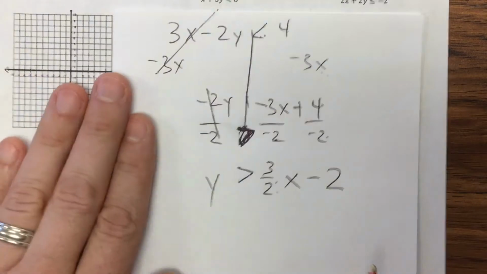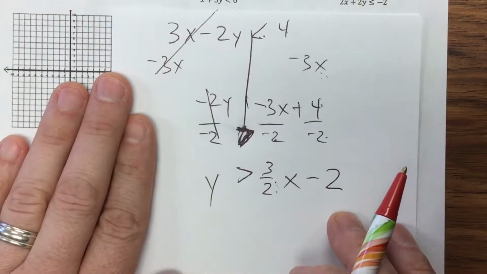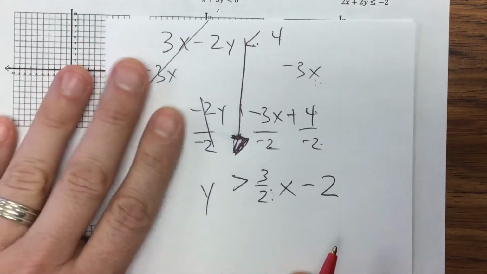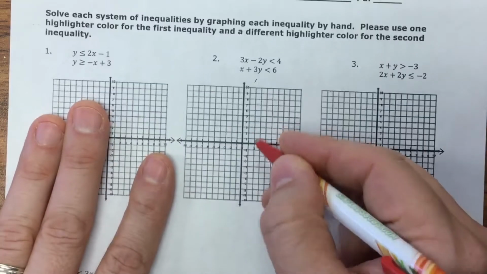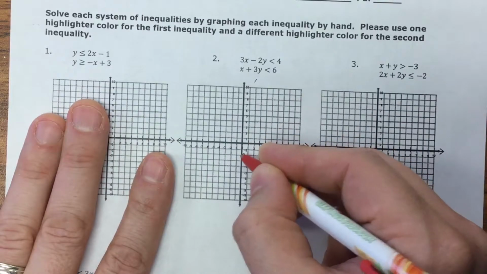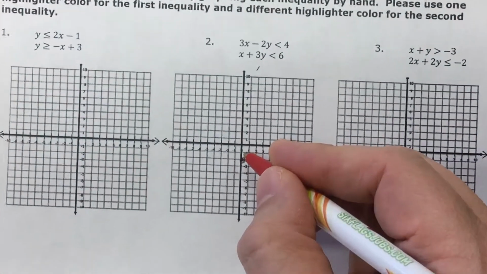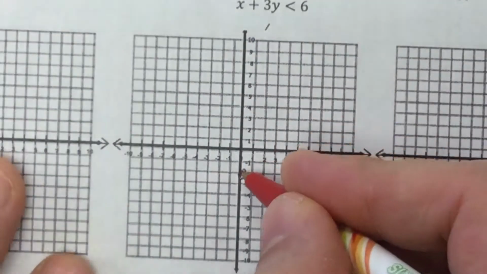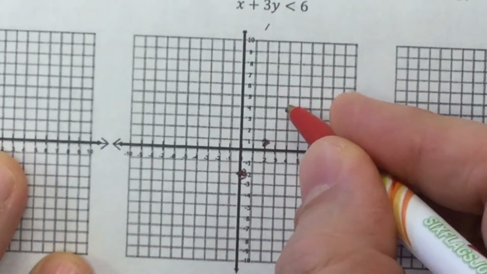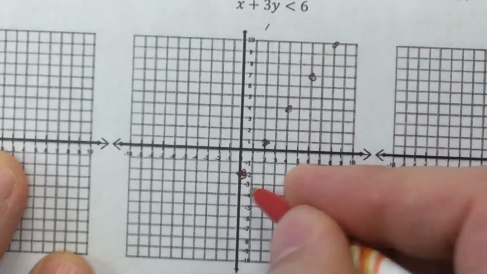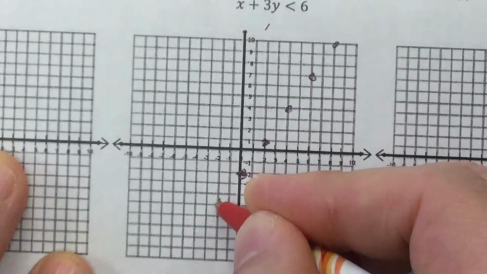All right? So there's that one. And I'm going to go ahead and graph it on paper real quick. Here's my minus 2. And I'm going up 3 over 2. I'll zoom in so you can see this. Up 3 over 2, up 3 over 2, etc.